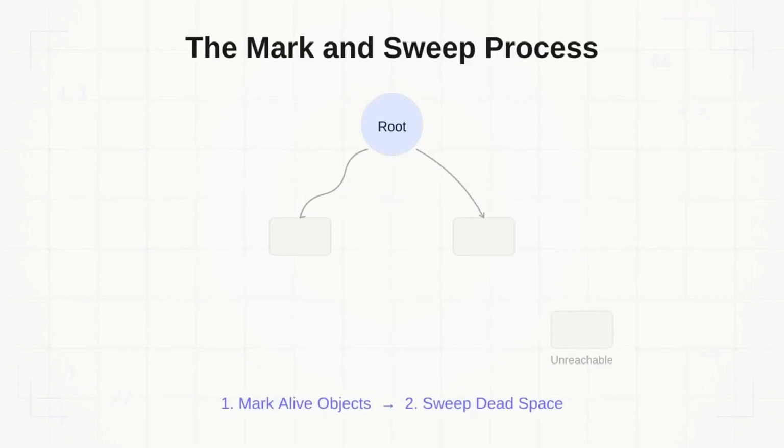First, the collector identifies roots, objects that are definitely still in use. It then follows every reference from those roots, marking everything it touches as alive. Finally, it sweeps through the rest of memory, reclaiming any space that wasn't marked. It's elegant and prevents most memory-related bugs, allowing developers to focus on logic rather than bookkeeping.